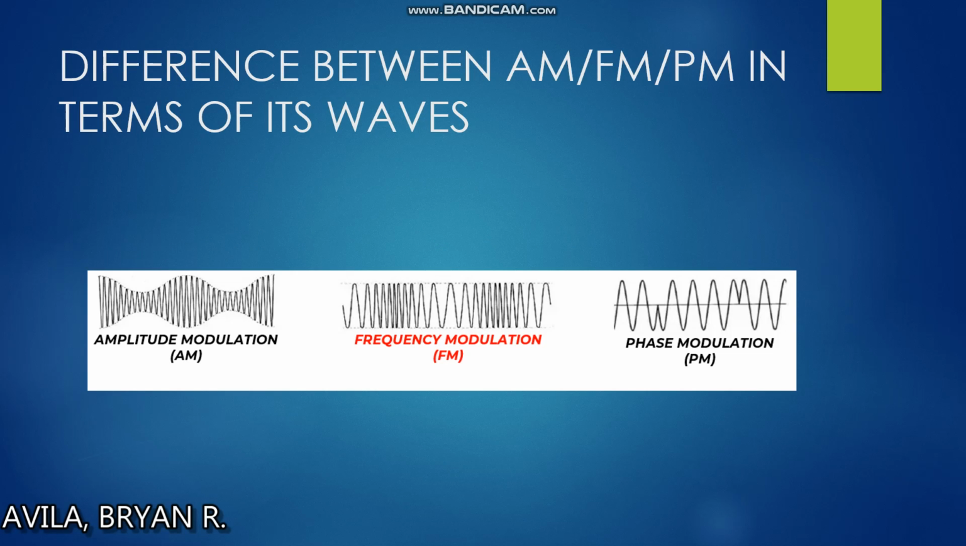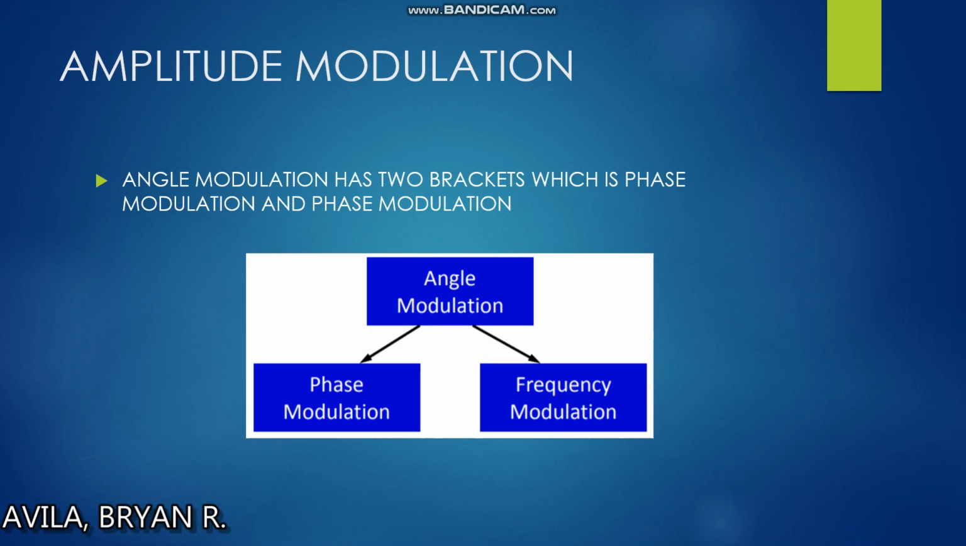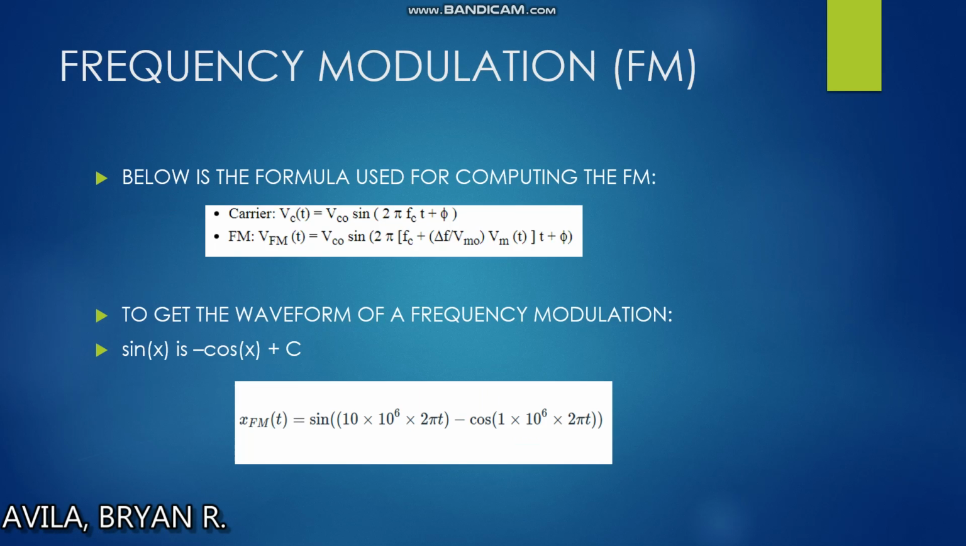So what are the differences between AM, FM, and PM in terms of wave? Here are the waveform representations of each of the modulations. We have here the amplitude modulation, frequency, and phase modulation. Amplitude modulation can also be classified as an angle modulation. Angle modulation has two under it, which are phase and frequency modulation. So judging by this graphical representation, we can say that phase modulation and frequency modulation are related to each other.